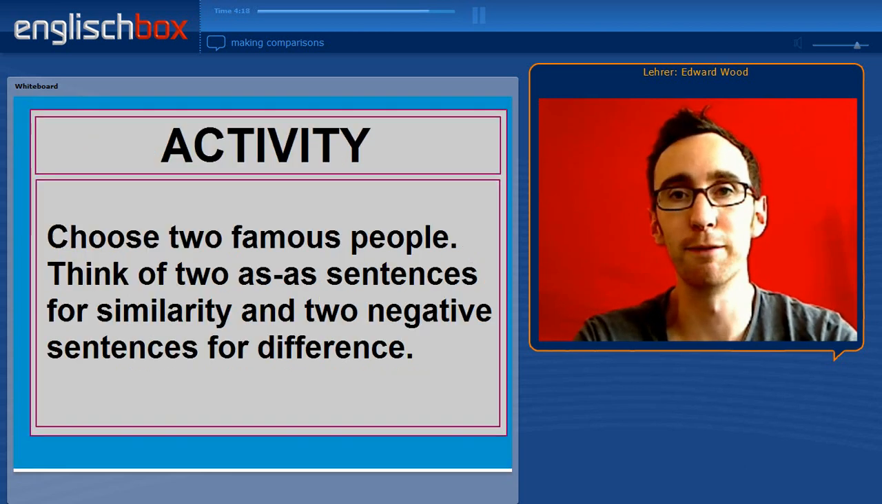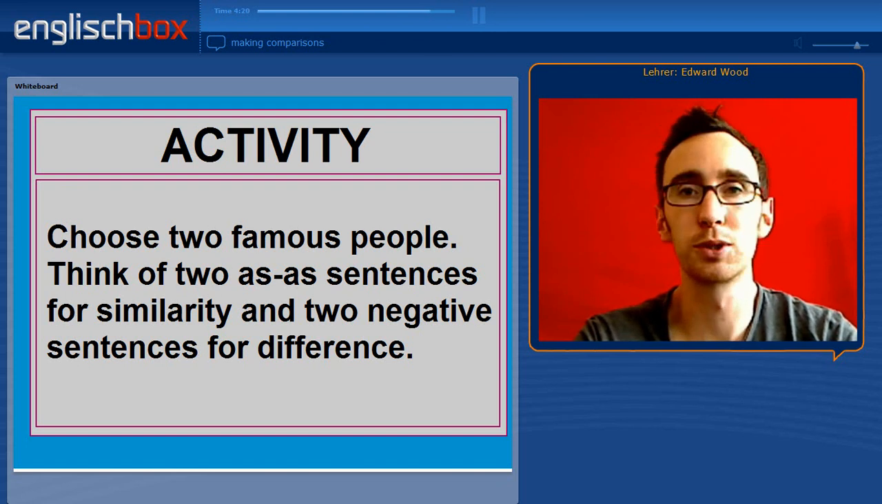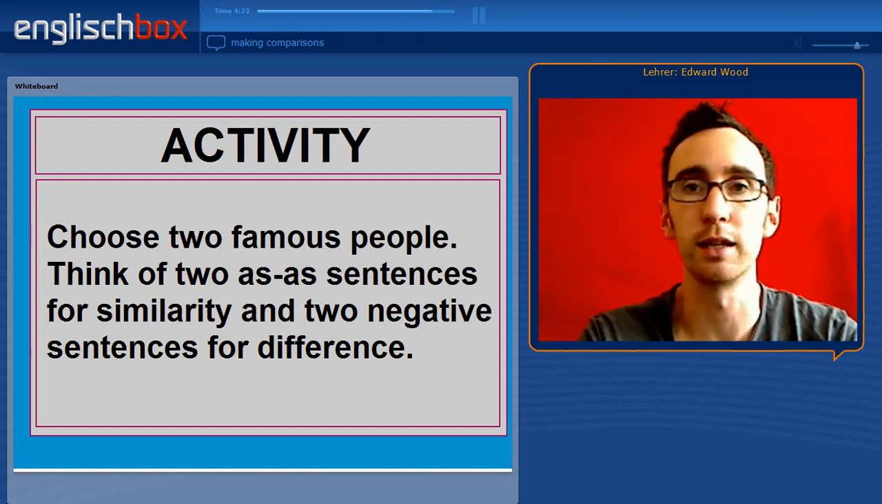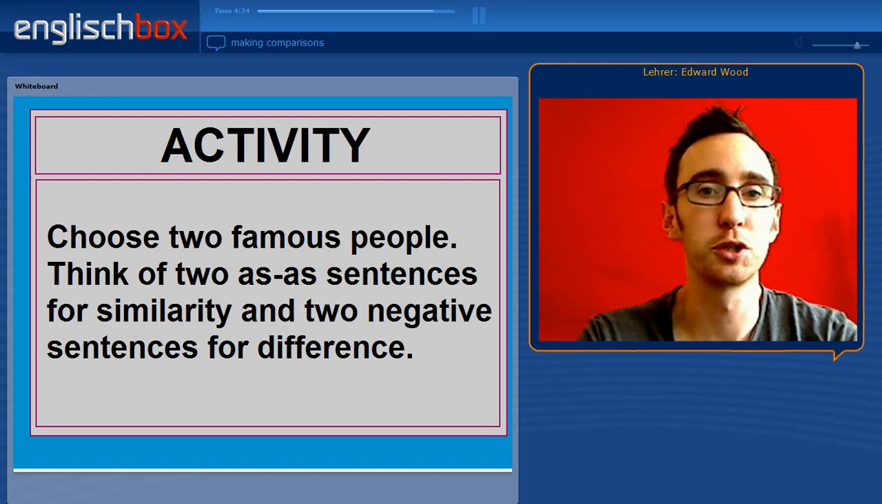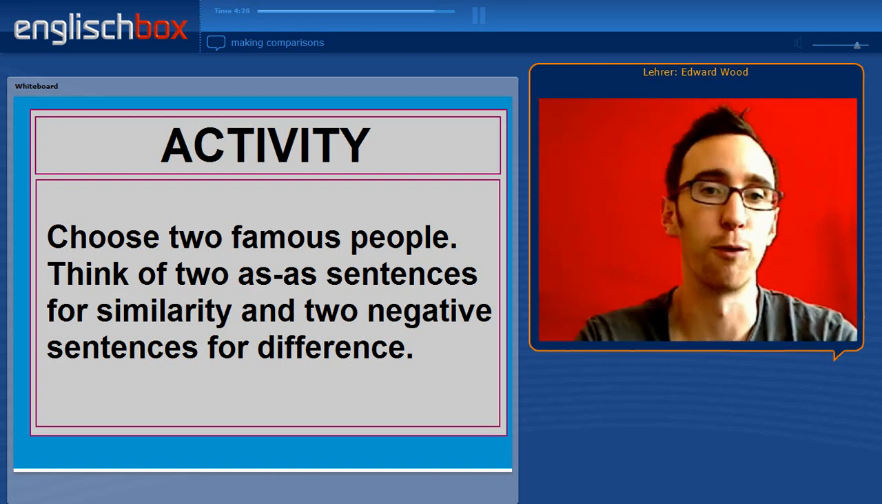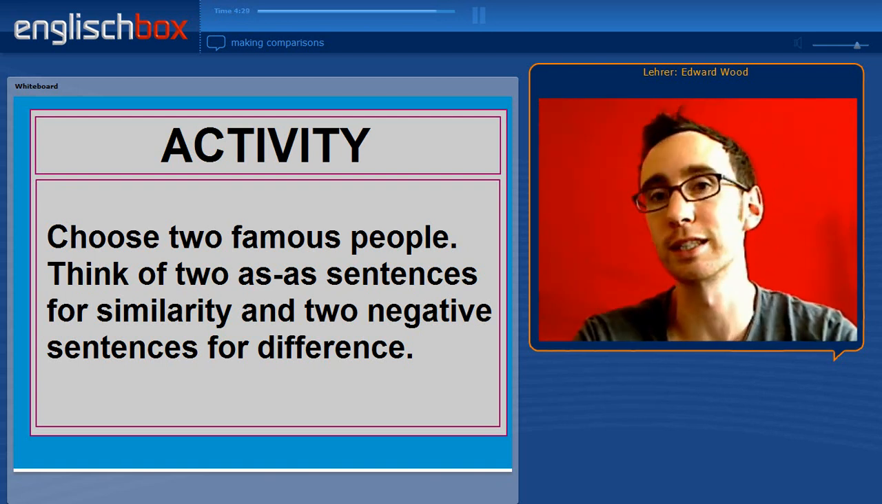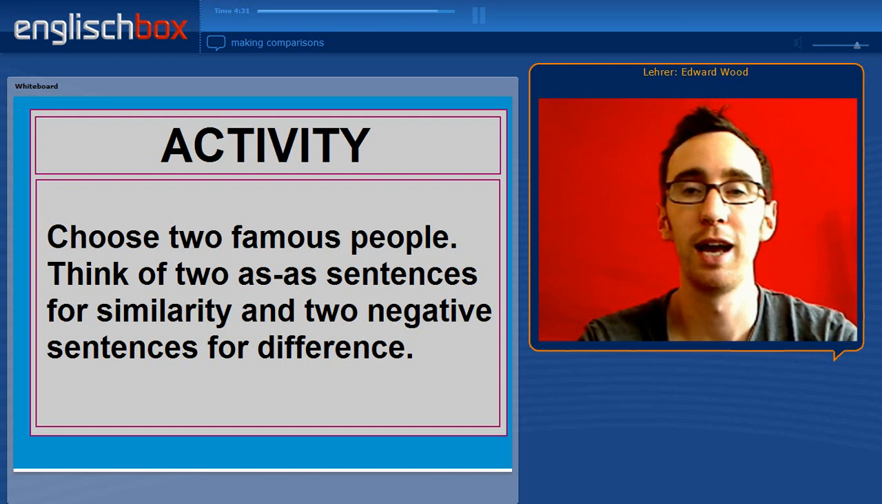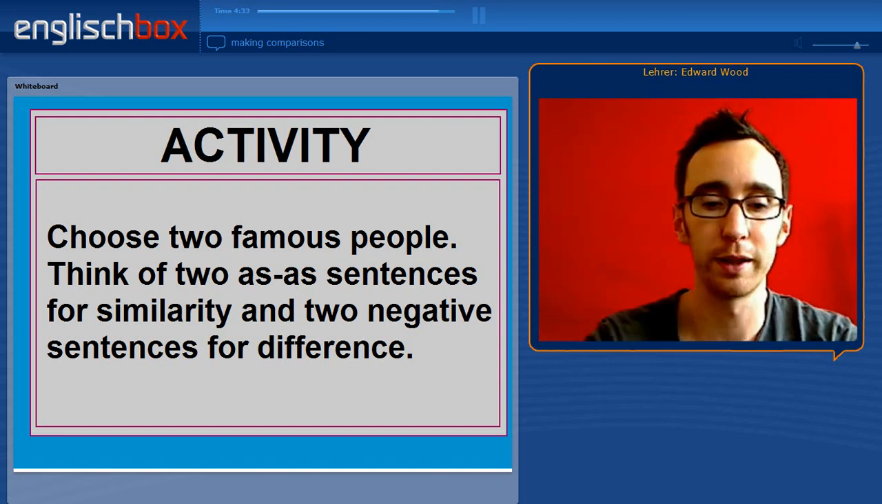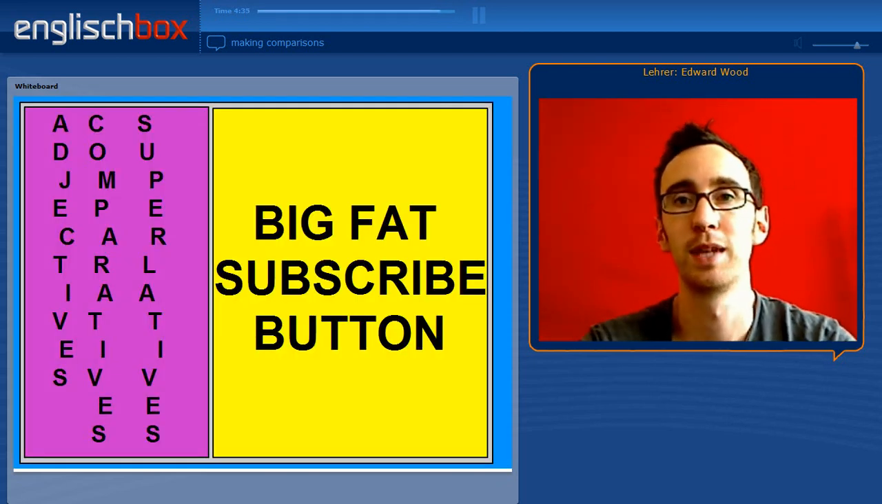Okay, we have a quick activity for you here. Choose two famous people, such as Scarlett Johansson and Brad Pitt, and think of two as sentences for similarity and two negative sentences for difference, and leave them on Facebook or in the comments section below.